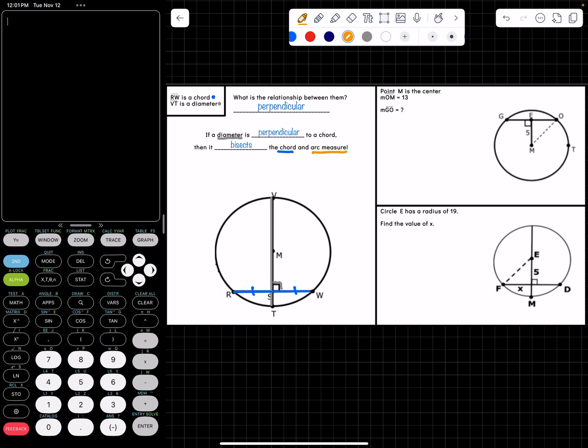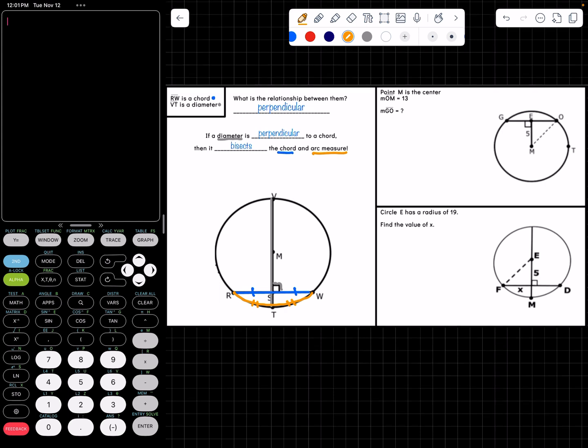We're also going to do the same thing to our arc measure. So RW is going to be cut in half into two equal pieces, RT and TW. We can use that information when we're solving for questions like we have on the right side.